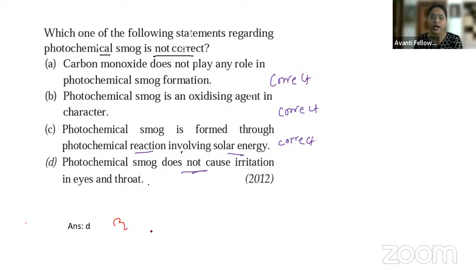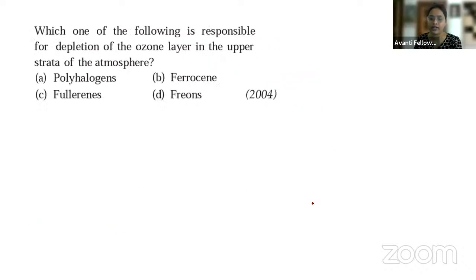Okay, sorry. So we were talking about photochemical smog, which is not the correct option. Here there will be irritation in eyes and throat, but the statement says there won't be, so that is our incorrect statement. We had to find the incorrect one, so that's why option D will be the correct answer. Okay, now let's start with the next problem.